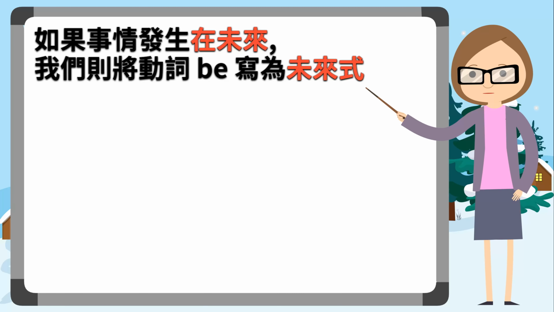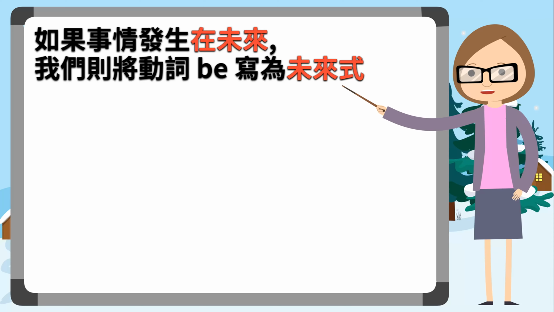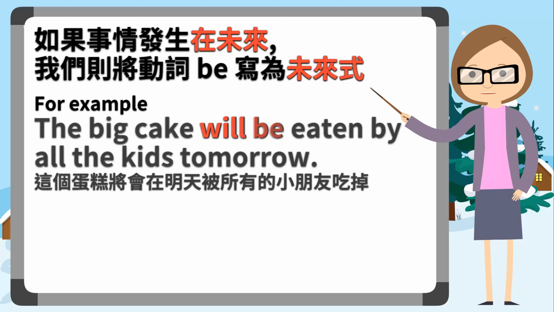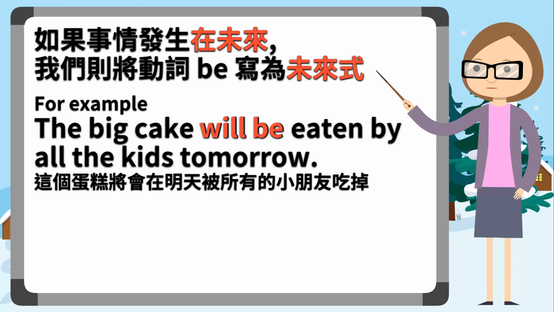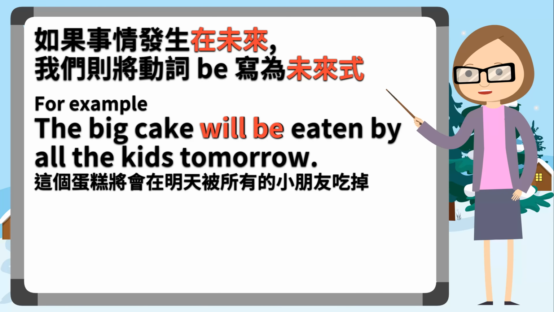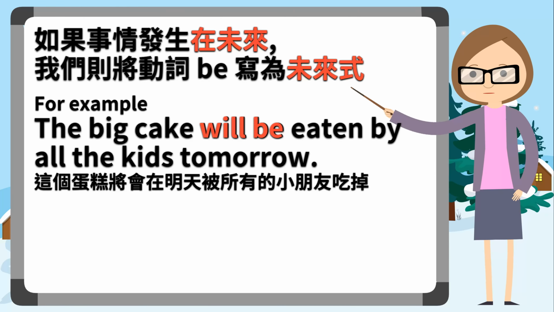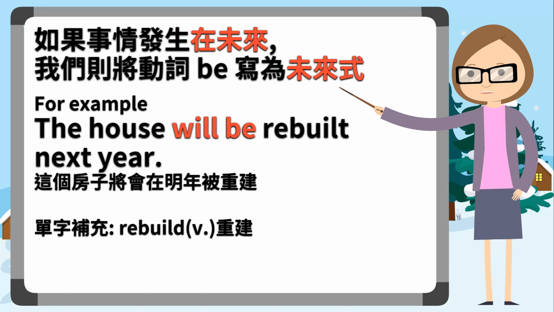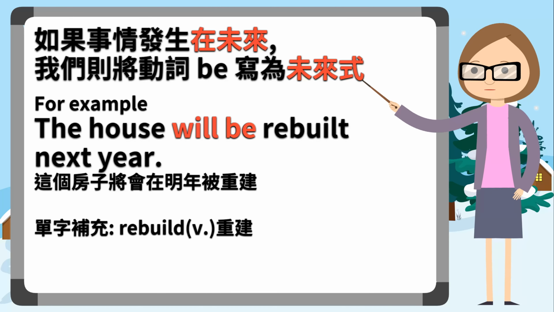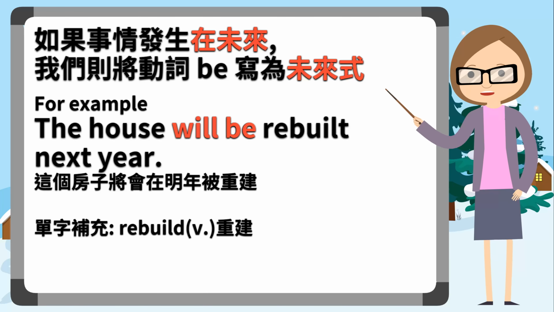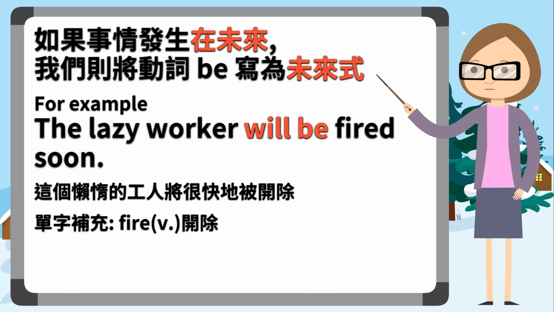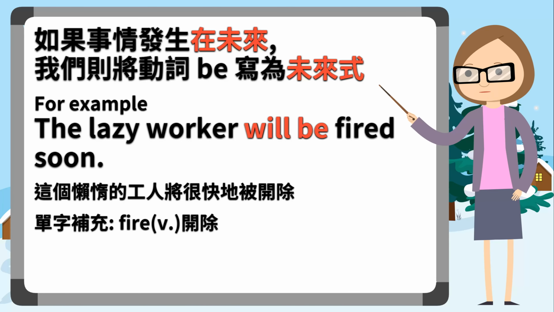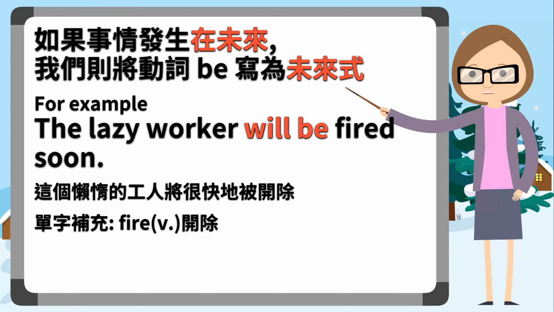如果事情将发生在未来，我们则将动词 be 改成未来式 will be. For example, the big cake will be eaten by all the kids tomorrow. The house will be rebuilt next year. The lazy worker will be fired soon.